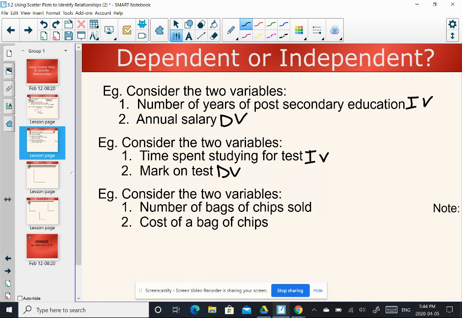When I was a kid, a big bag of chips was just $1. A little bag of chips was 50 cents. But as time has gone on, people are willing to spend more and more money for a bag of chips. So the cost would be the independent variable, and the number of bags sold would be the dependent variable. And in this case, as the cost of the bag of chips went down, I would expect the number of bags of chips sold to go up.